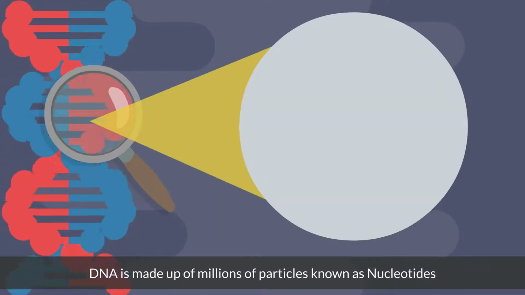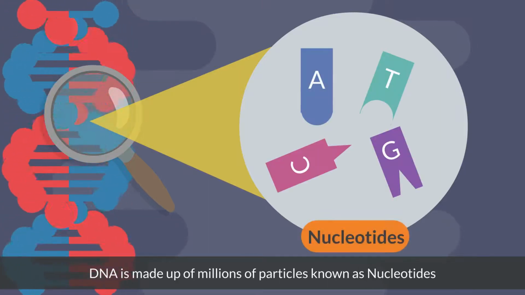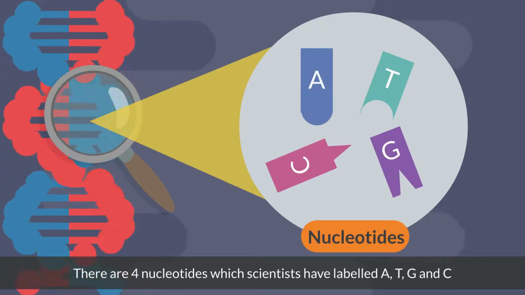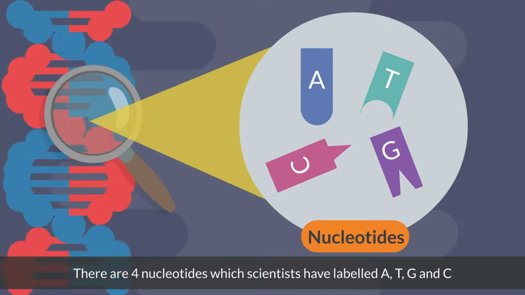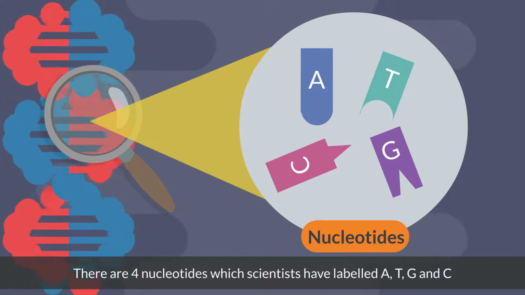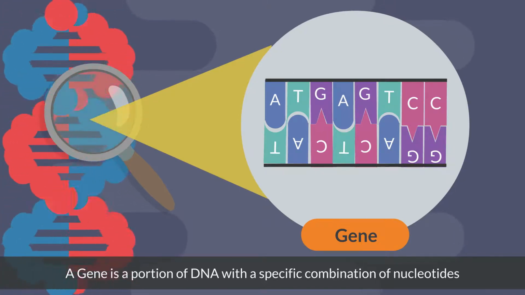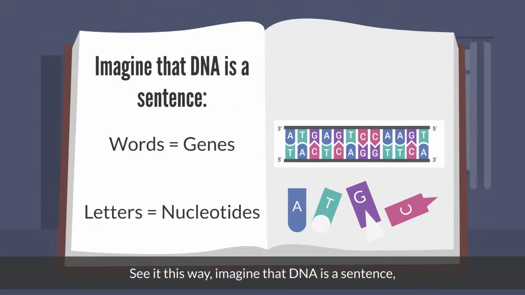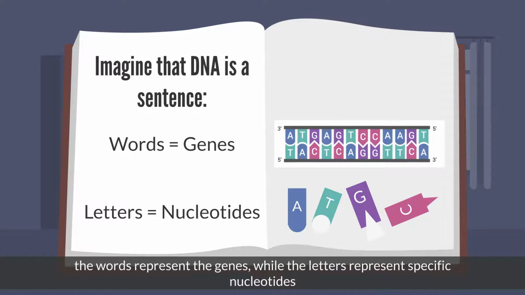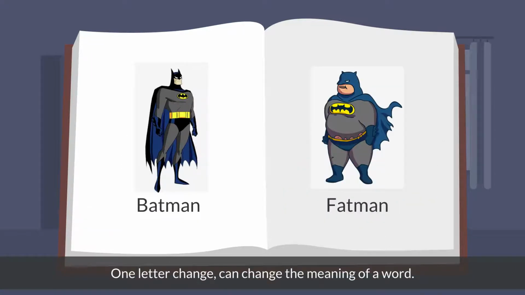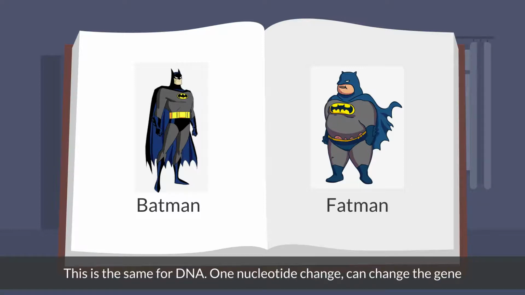DNA is made up of millions of particles known as nucleotides. There are 4 nucleotides, which scientists have labeled A, T, G, and C. A gene is a portion of DNA with a specific combination of nucleotides. See it this way. Imagine that DNA is a sentence. The words represent the genes, while the letters represent specific nucleotides. One letter change can change the meaning of a word. This is the same for DNA. One nucleotide change can change the gene.